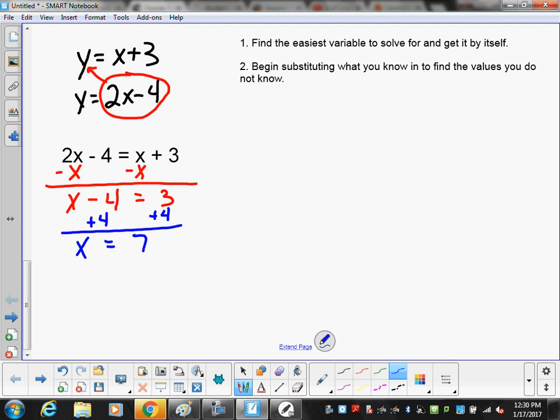So do we go back to the first? Okay. So x equals 7. All right. Now, somebody just said, do we go back to the first one? You go back to whichever one's the easiest. And in this case, the first one is easier to deal with. So I'll plug the 7 in for that first x. I have y equals 7 plus 3. So y equals 10.